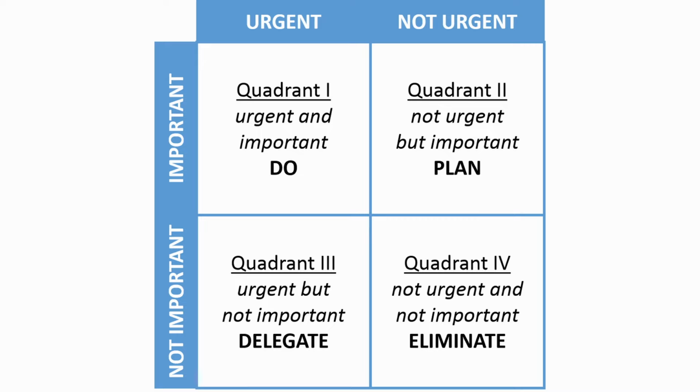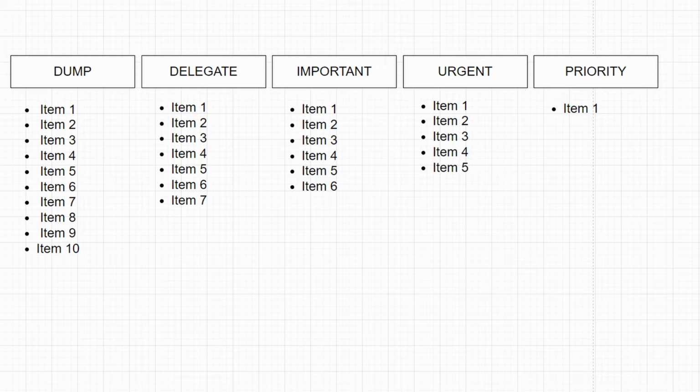Now, I'm sure in his day they used a good old-fashioned pen to eliminate things on a list. Nowadays, I'm not a fan of adding something to a list only to eliminate it. It doesn't seem to make sense. So the format I like to use, if I've just moved into a business or just taken over a project, is something like this. It has the headings: the dump, delegate, important, urgent, and priority.